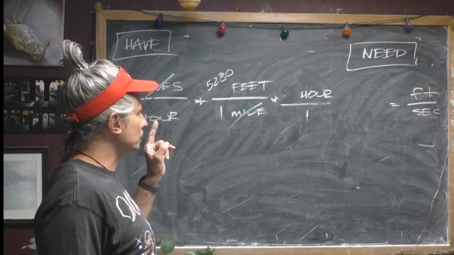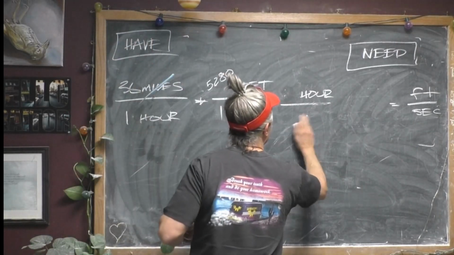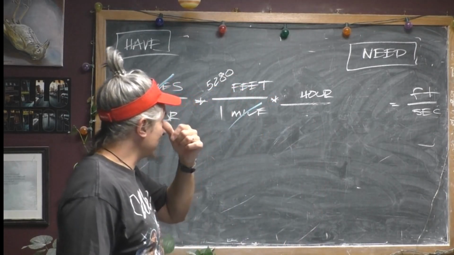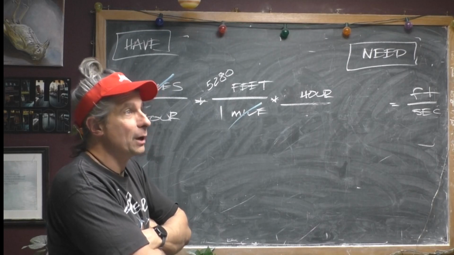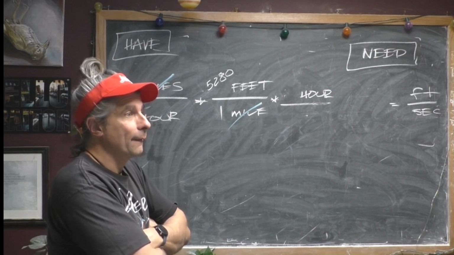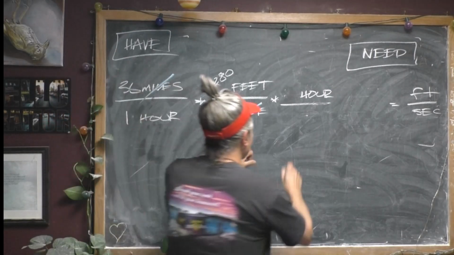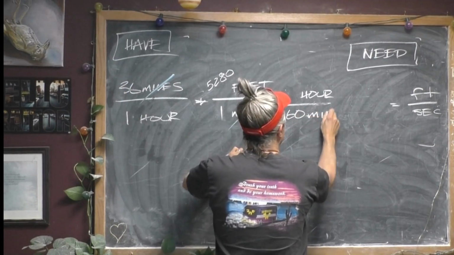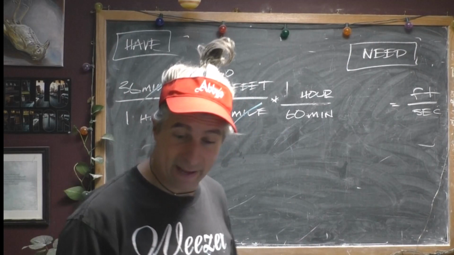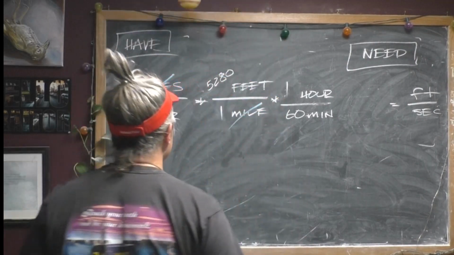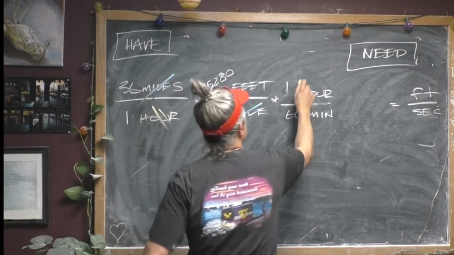I'm going to put that over 1 hours. Well, do you know how many seconds are in an hour? I know how many minutes are in an hour. I know that there are 60 minutes in 1 hour. Which means I can now divide off that hour and this hour over here.